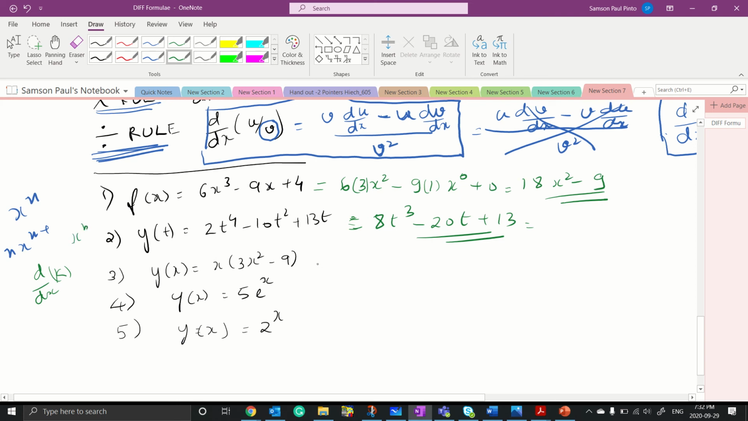Now coming to this problem, I am going to show you this problem in 2 ways. Let me just copy this problem.